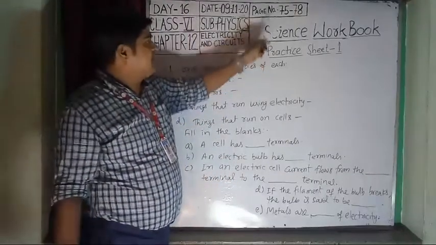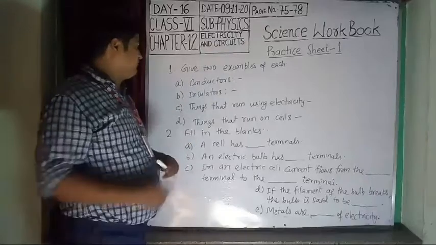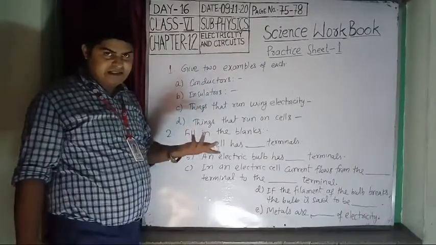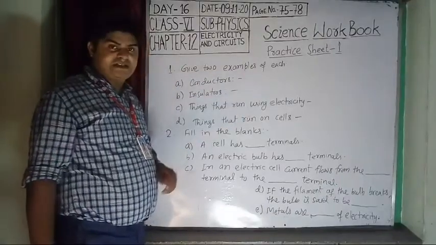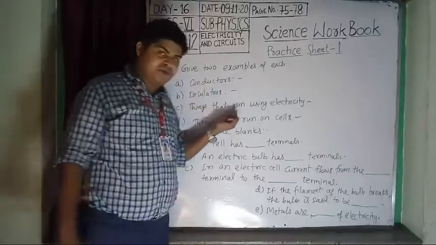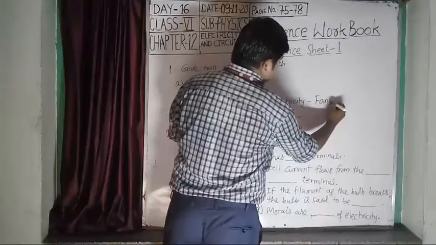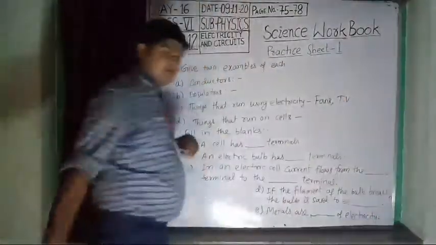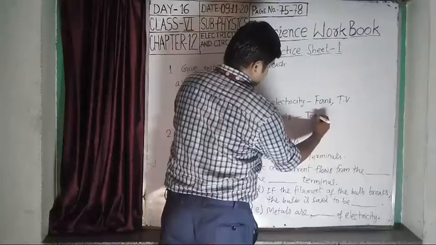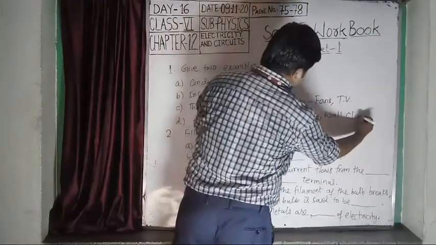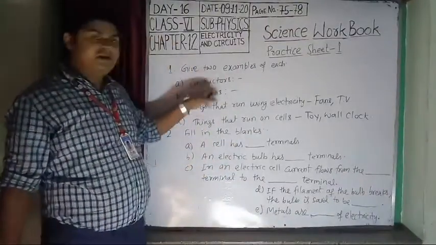Science workbook, page number 75, practice sheet 1. Question number 1, give two examples of each. Conductors, you can easily give two examples of conductors. Insulators also. Things that run using electricity, that means you have to give two examples. A fan works on electricity, and a TV. Things that run on cells: a toy and a wall clock. These are two examples of things that run on cells. You will do it by yourself.